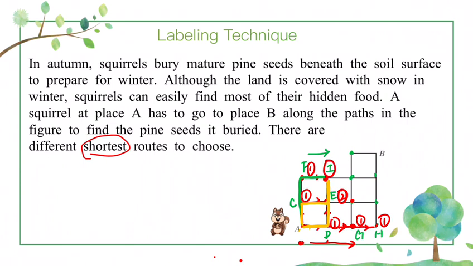So for I, from A to I, the number of ways should be the sum of F and E. So it's 1 plus 2 is 3. So here's 3. And this point, you can come from E to this point, or from G to this point, so it's 3, 2. And for this point, it should be the sum of 3 and 1, so it's 4. Yeah, and for this one, it should be 3 plus 3 is 6. And for this one, 6 plus 4 is 10.